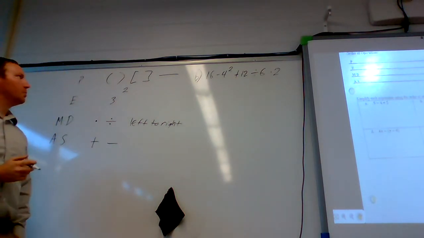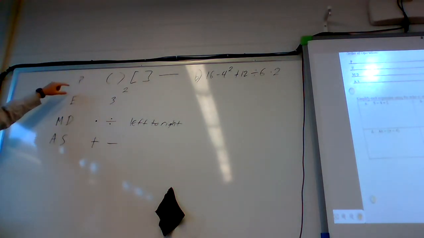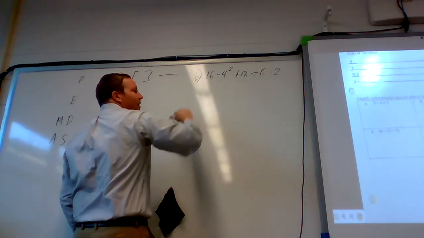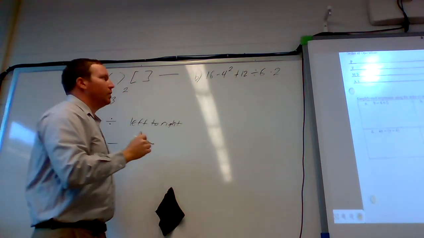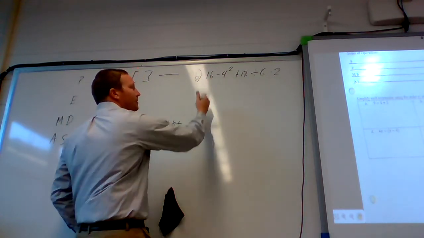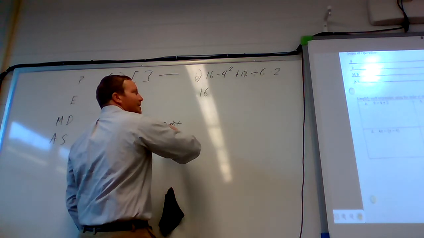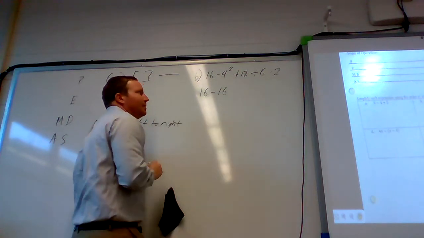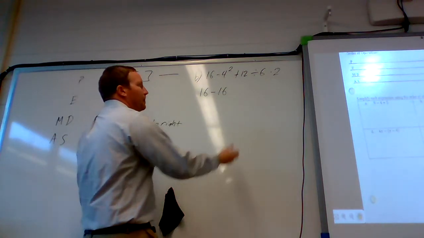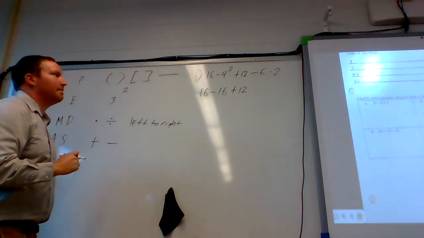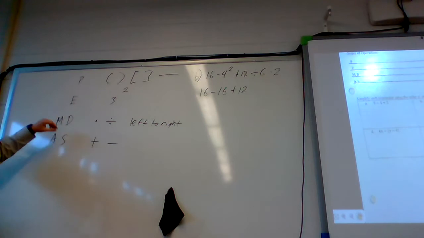So again, according to PEMDAS, we don't have any parentheses. We do have an exponent, so let's do that first. So if we have negative 4 squared, the only part of this that we're squaring is the 4. That negative actually just stays there. So we have 16 minus, well, 4 squared is 16. Okay. Everything else is kind of staying the same until we get to our next one, multiplication and division.